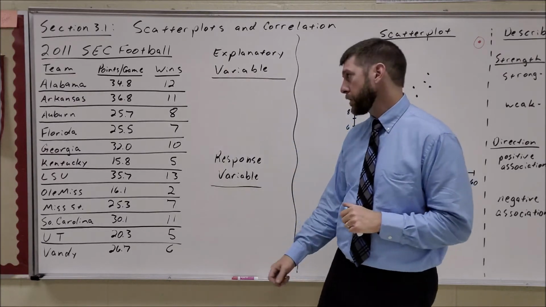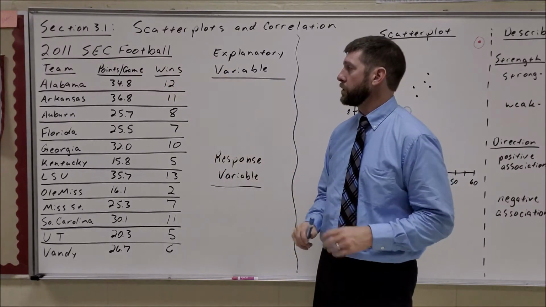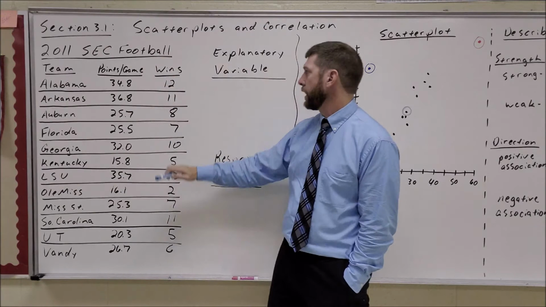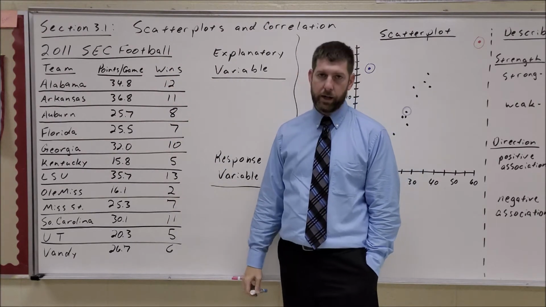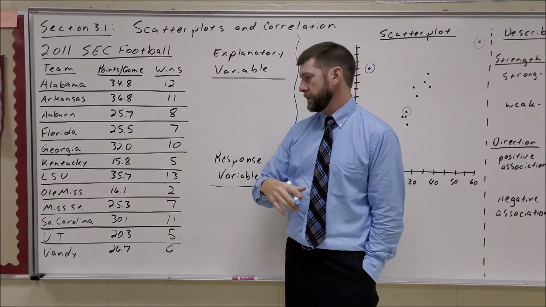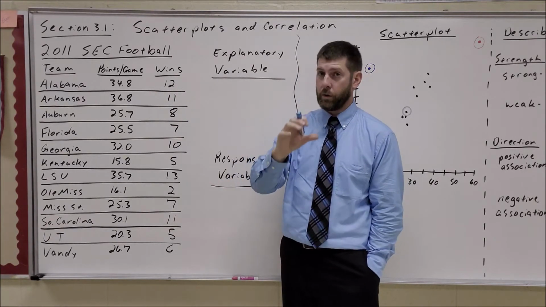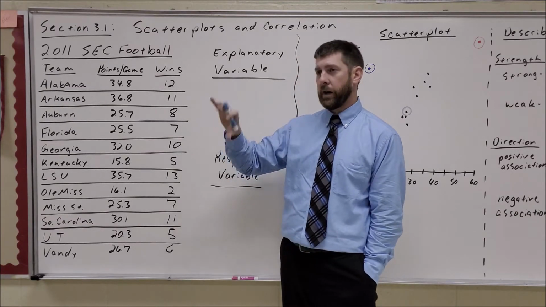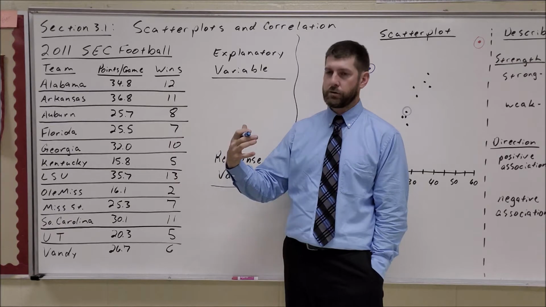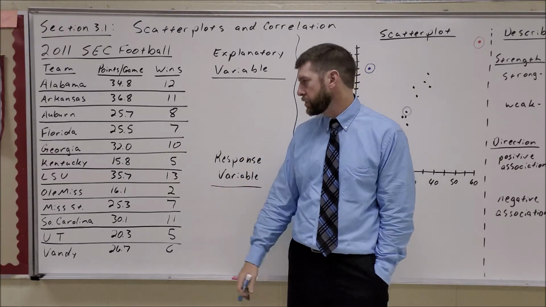So here's our setup for today. We're looking at the 2011 SEC football results. We have all of our teams, and we're looking at how many points they scored per game and how many wins per game. So the idea on two quantitative variables is I have one variable I'm looking at, trying to figure out a way to predict, and then I need to introduce another variable to help me improve my ability to make that prediction.